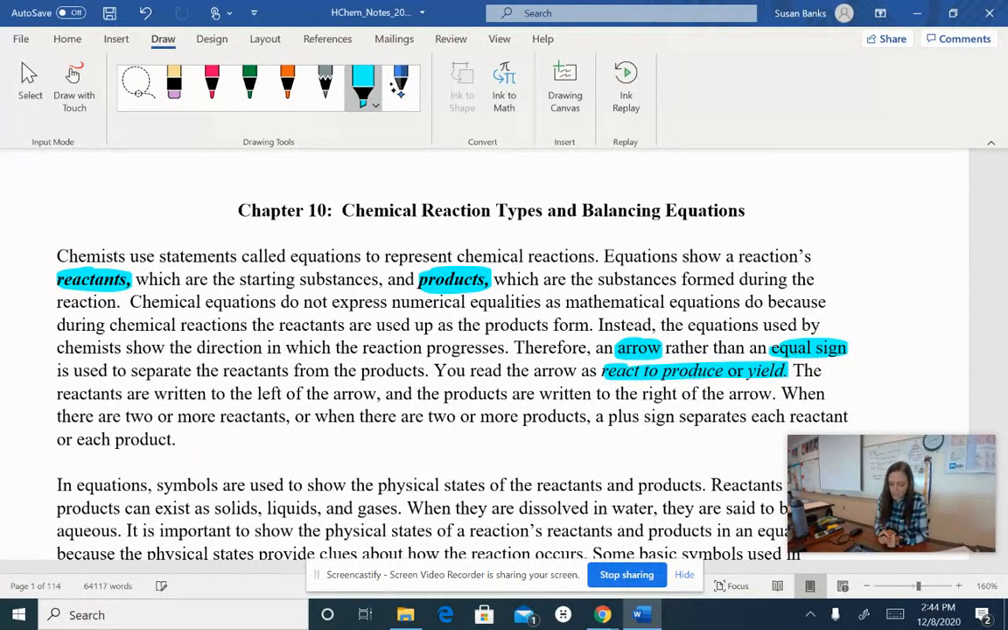Okay? The reactants are written at the left of the arrow. The products are written at the right of the arrow. When there are two or more reactants, or when there are two or more products, a plus sign is used to separate reactants and products from each other. Okay?